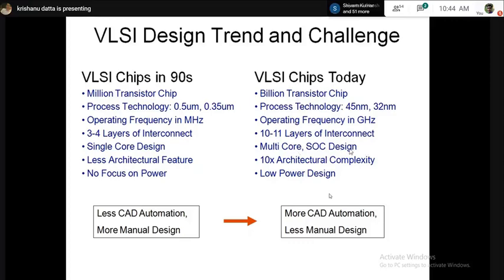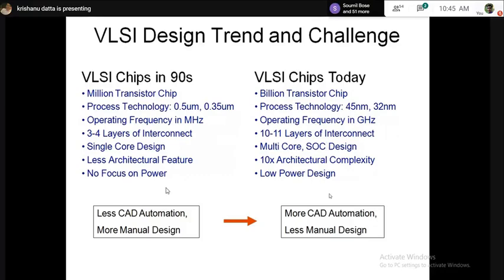And all designs today are SoC, system on chip. Previously it used to be very basic architectural features only. Today we want to use all sorts of apps, right? So naturally that increases the hardware complexity. So 10x architectural complexity. And I was giving you the hint before, right?